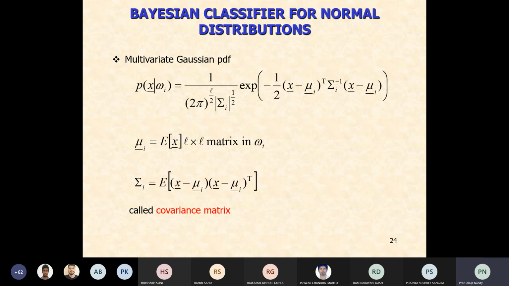So for the different classes, for each class, that's why this I is written. So (x minus mu) transpose, x is a vector, mu is also a vector, then sigma inverse (x minus mu), where mu is equal to E of x. As it is an L cross L matrix in Wi, because it is considered in the form of W, but actually mu is a column vector, an n cross 1, and this is a covariance matrix.